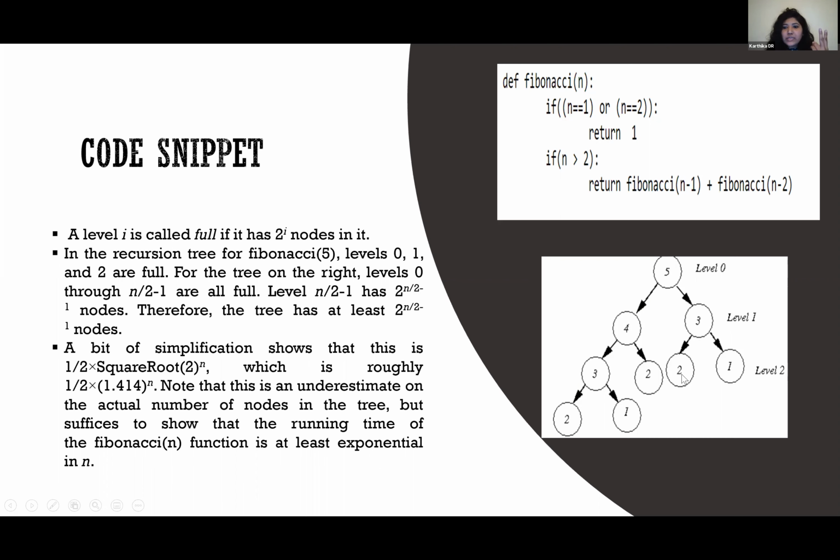And for level 2, 2 to the power 2, so it has 4 nodes, so it is full again. And similarly, this is level 3, this is not full. Okay, only until level 2 is full. And based on the calculation, it takes about 2 to the power n by 2 minus 1. So finally it takes like 2 to the power n.